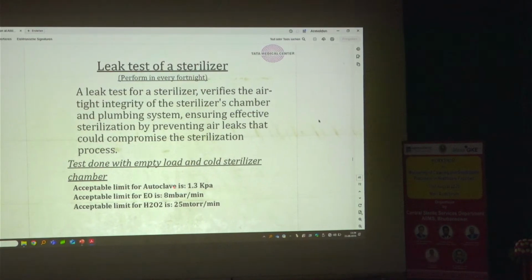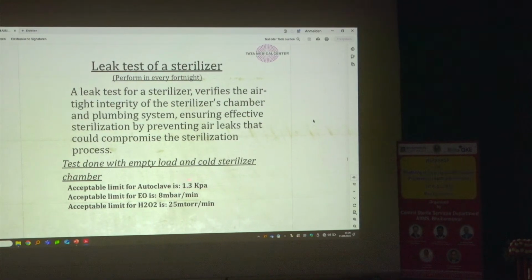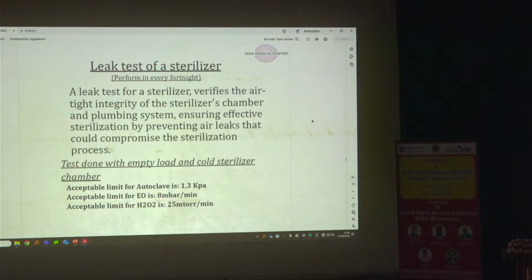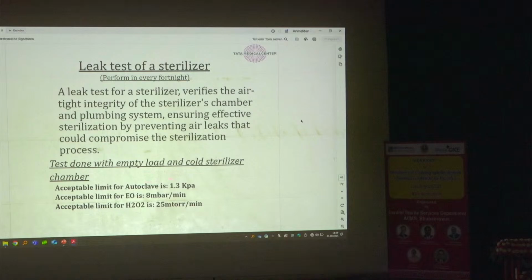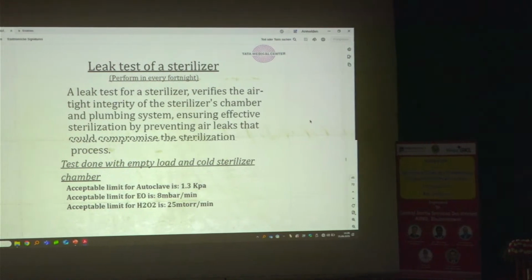So, the leak test of the autoclave should not be above 1.3 kPa. In case of ETO, 8 mbar, and for plasma, it is not more than 25 mTorr. If it is beyond that, there is some leakage in the sterilizer.